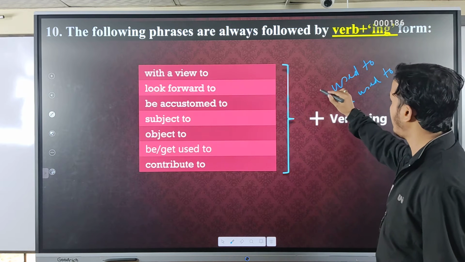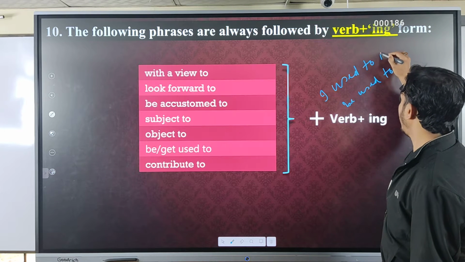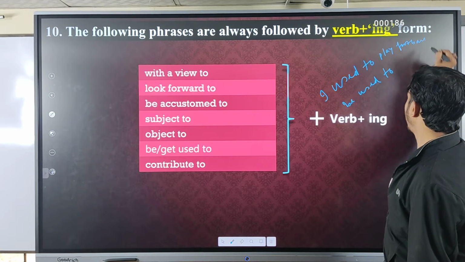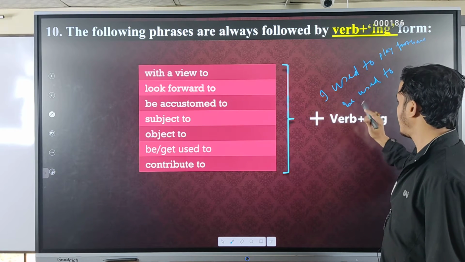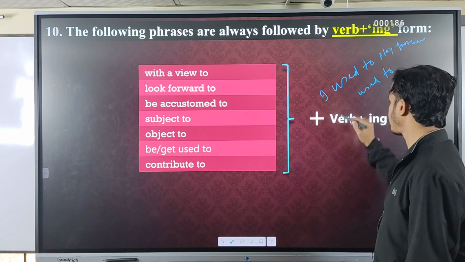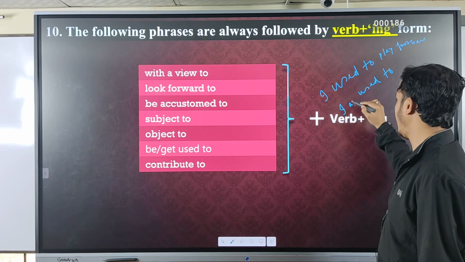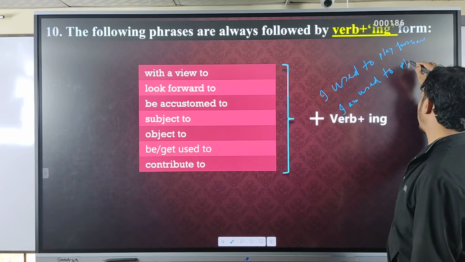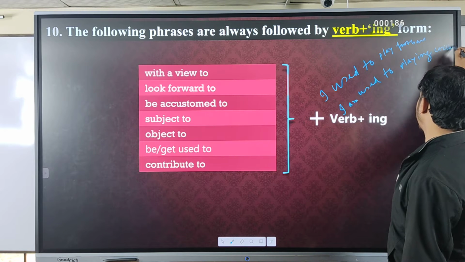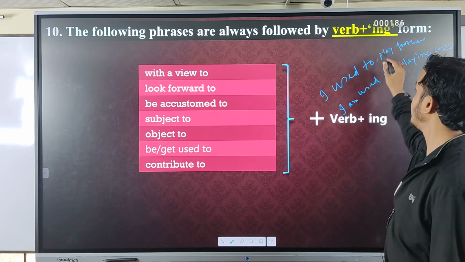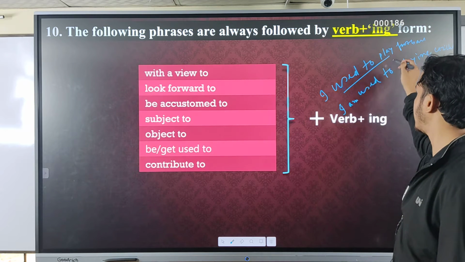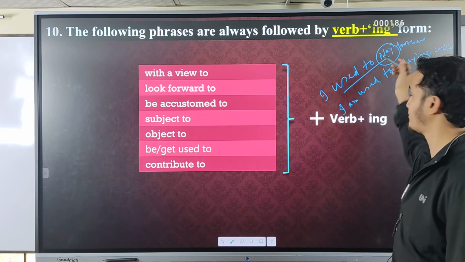For example, I used to play football, but if I write this way, I am used to playing cricket. What do you see? I used to play football. Just the phrase used to takes the base form of the verb, to play, base form.